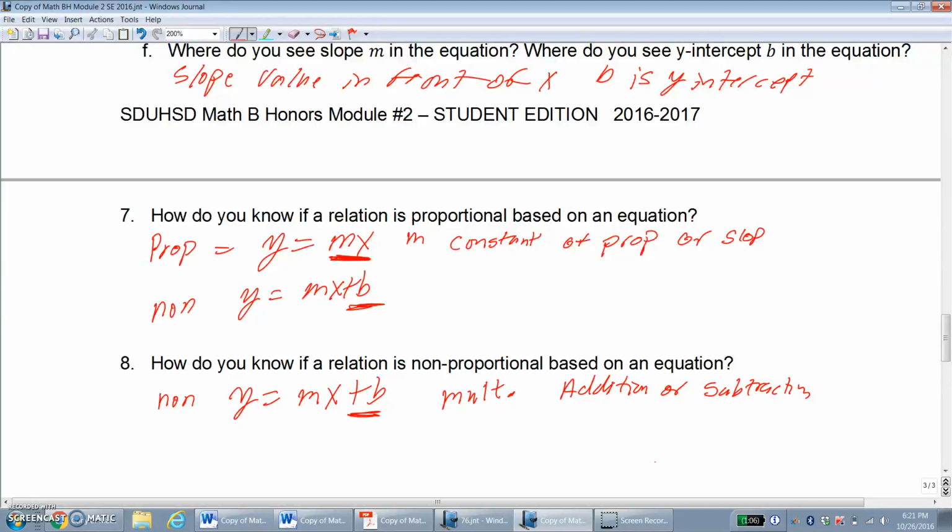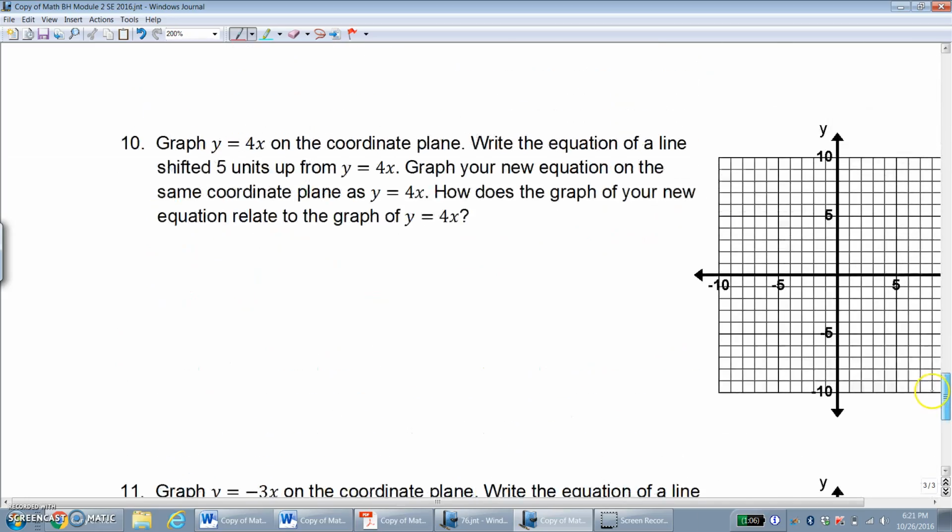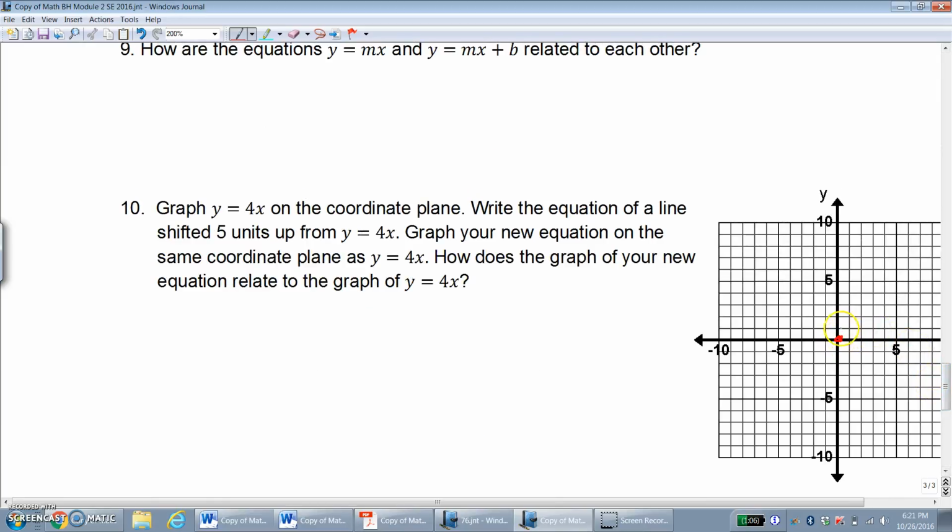All right, now number 10, it says graph y equals 4x. Write the equation of a line that shifts up 5 units. So if we were to do that, I would have my spot here, and I'm just going to go up 4, 1, 2, 3, 4 over 1. Then go down 4, 1, 2, 3, 4 over 1. And I'm going to draw that line right there the best I can. Now it says shift it 5 units up. So I always start at the y-intercept, which is the origin here. I'm just going to go up 5 spots. In fact, I'm going to go 5 spots up on every value.